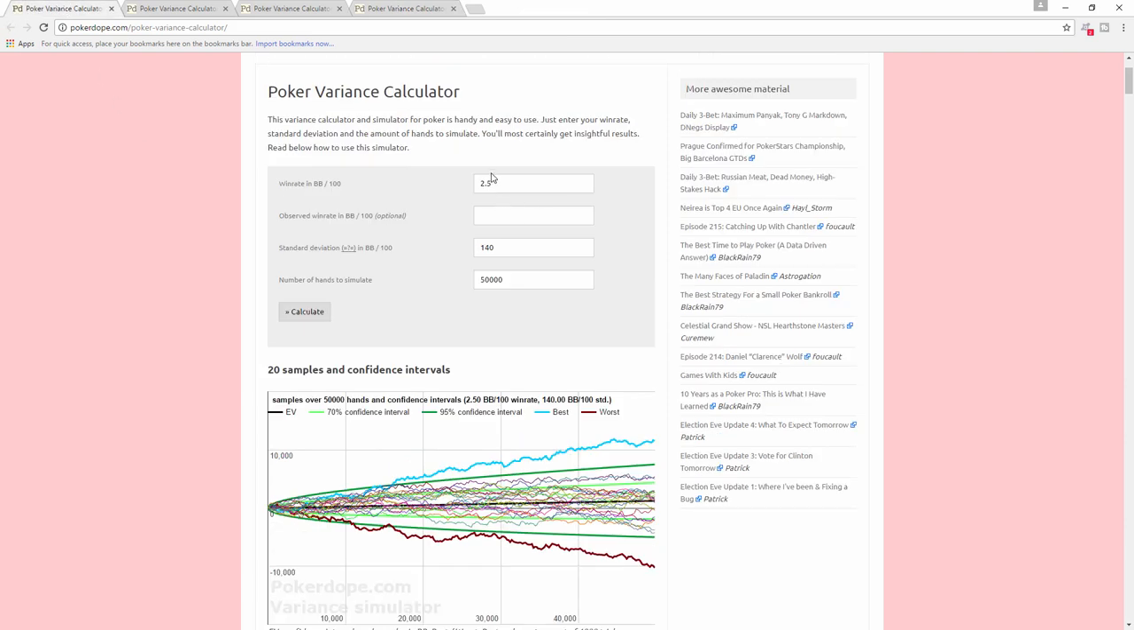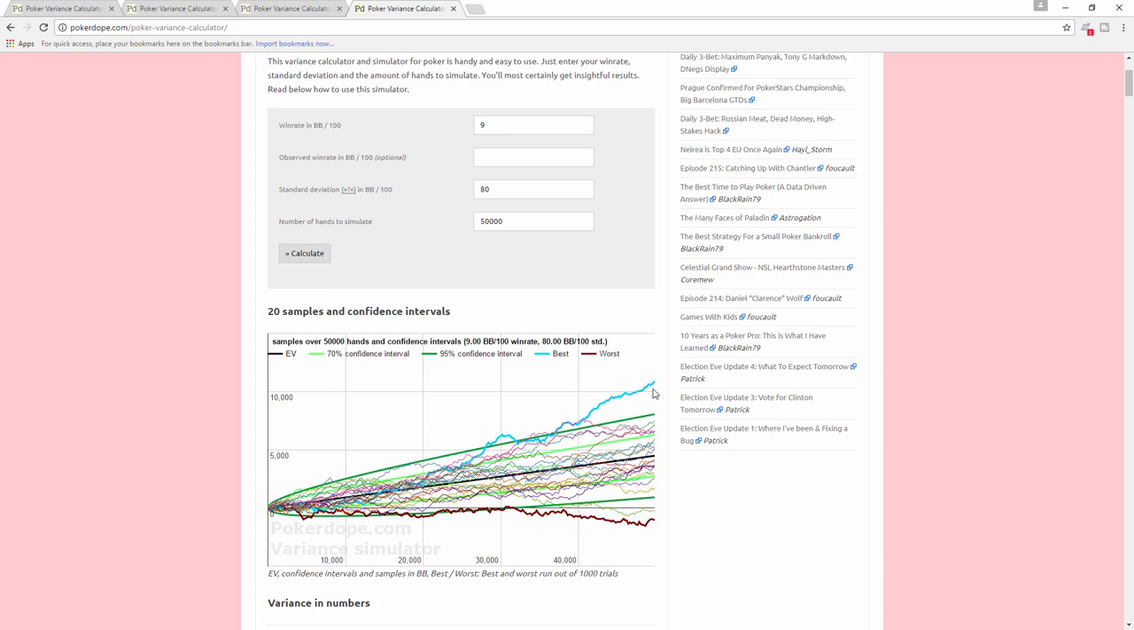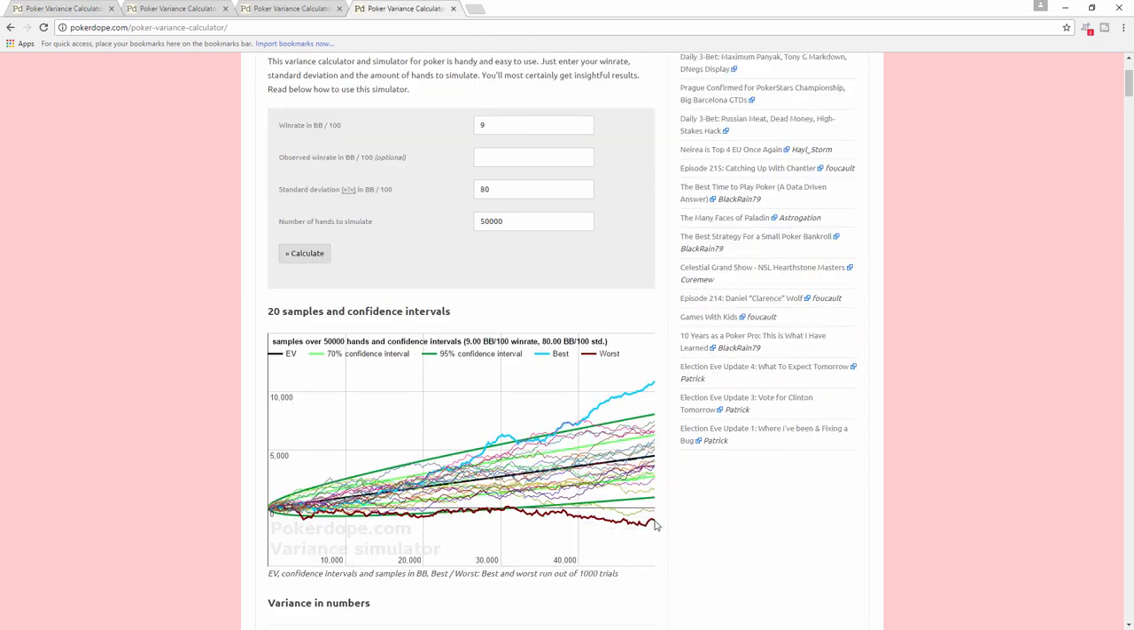But when we go from 2.5 BB per 100 to 5 BB per 100 to 7.5 BB per 100 up to 9 BB per 100 and we reduce the standard deviation, you notice that we stay pretty standard with best case for winning. But for worst case scenario, at 2.5 BB per 100, we are potentially losing close to 10,000 big blinds. So that's a lot. But when we get to round 9 with our standard deviation decreasing, it's only around 1,000. So that was what I wanted to get out of this, is to show you the effect that it has on your game. Skill level plays a huge role in variance, both in potential for losing and potential for winning.